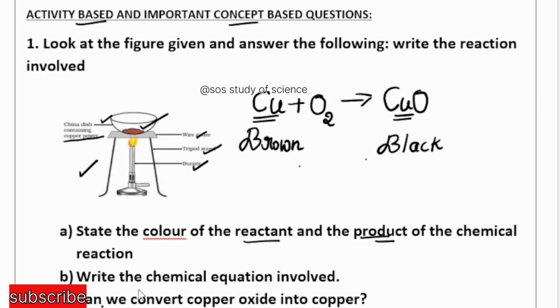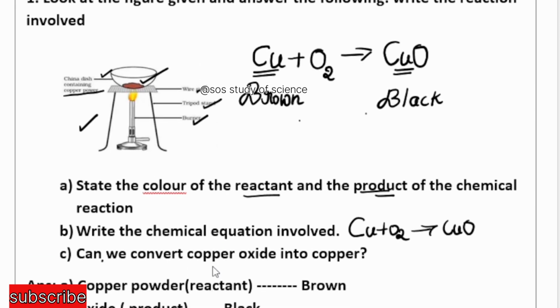Second question, write the chemical equation involved. What is the chemical equation involved? As I told, copper is combining with oxygen to form copper oxide. This is the chemical equation. Very easy. So now the next question is, can we convert copper oxide into copper?